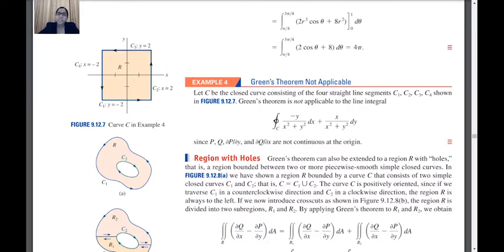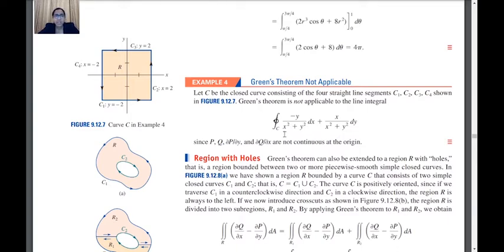Now suppose we are asked to find the integral of minus y by x square plus y square dx plus x by x square plus y square dy. Clearly, P of x, y is minus y by x square plus y square, and Q of x, y is x by x square plus y square. Whenever x is 0 and y is 0, this function is not defined. For ∂P/∂y also, we have to apply the quotient rule, and again we have x square plus y square in the denominator.